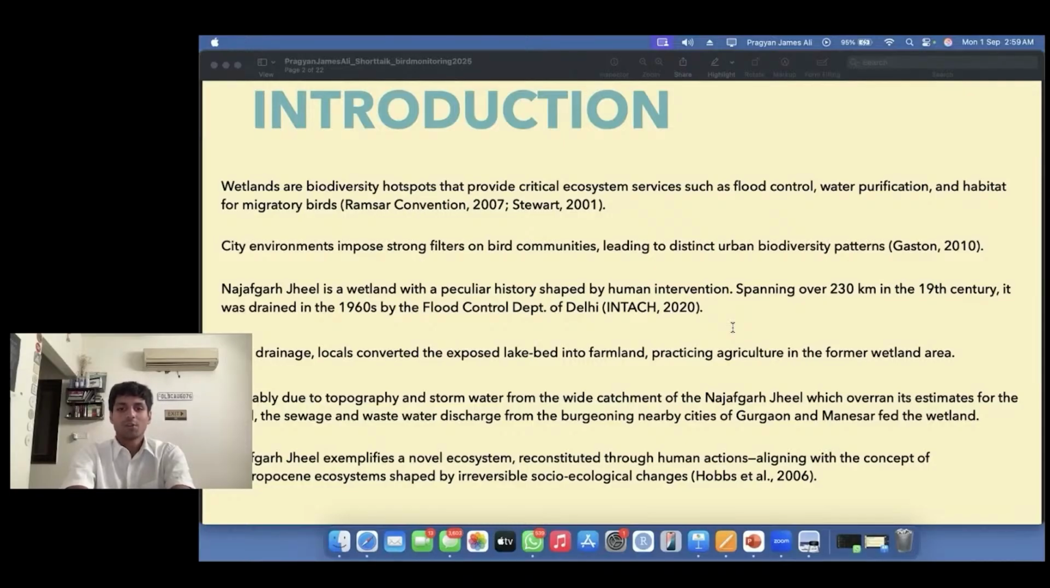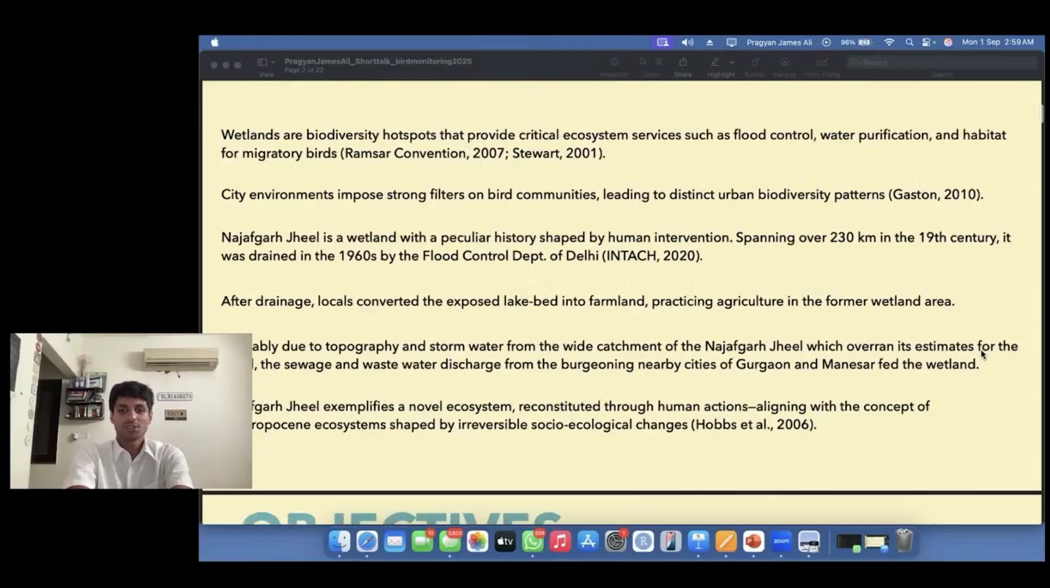Over the years, however, the unique topography of the area and stormwater inflows from the wide catchment combined with wastewater discharges from the rapidly expanding urban centers of Gurgaon and Manesar, led to the wetland being replenished. Today, Najafgarh Jheel stands as a classic example of a novel ecosystem, an ecosystem that has been reconstituted through human actions, reflecting the Anthropocene reality of irreversible socio-ecological changes.